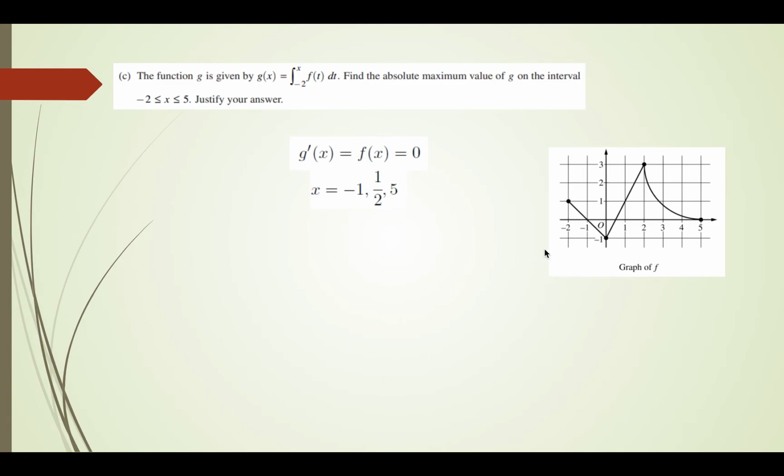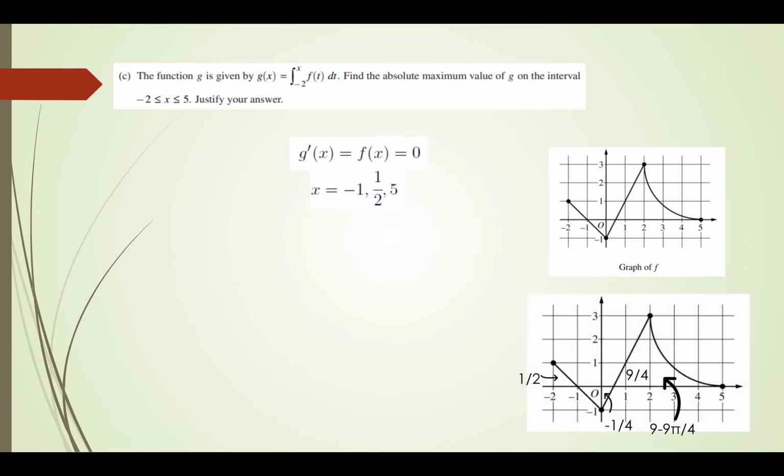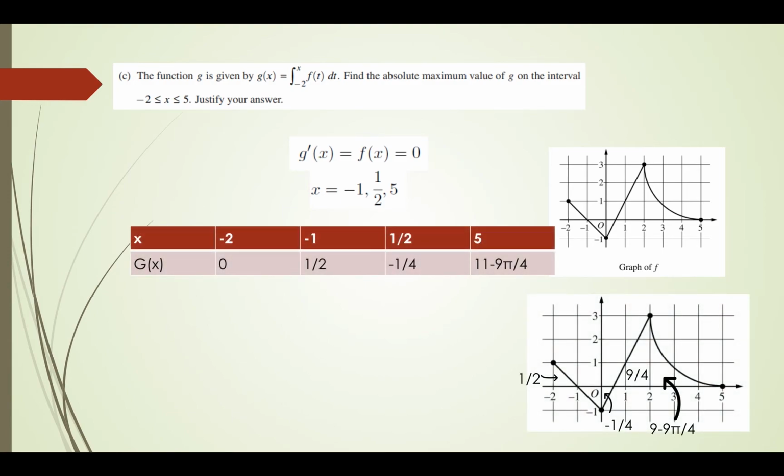And then we also have to test endpoints. 5 was already taken care of because f of x equaled 0 there, but we've also got to be sure to include negative 2 because you can have maxes and mins at endpoints. But at this point, all we're going to do is construct a table of values, which is going to look like this. Now, where did I get these?